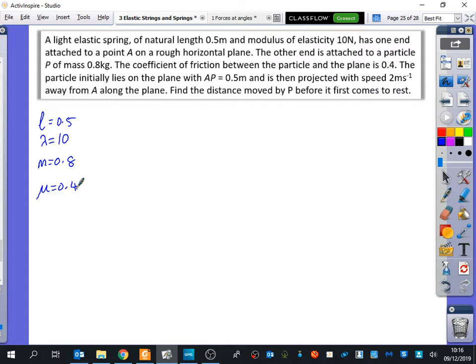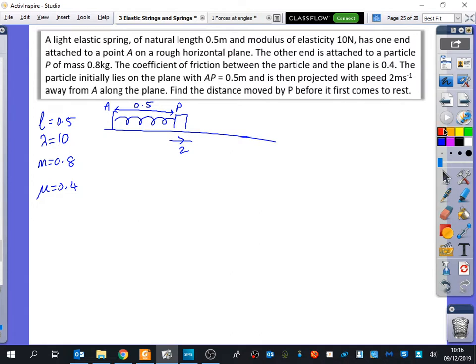You've got a point. Yep, Hamza's got that there. Like that, it's like a table. So we've got it like this. That's A, that's P. It's being projected away from A with speed 2. What's the distance between A and P? 0.5. Is there any compression or extension in the spring? Okay, so we know there's no elastic potential energy there, right?